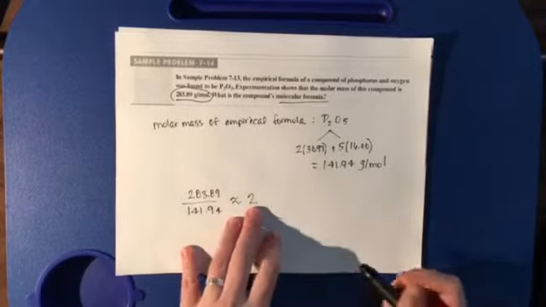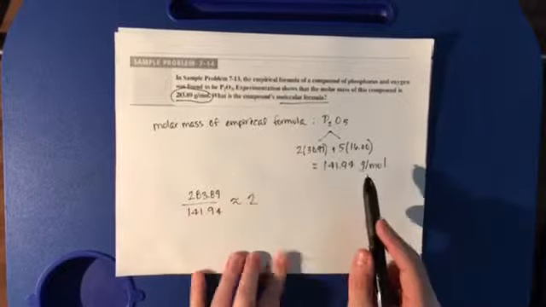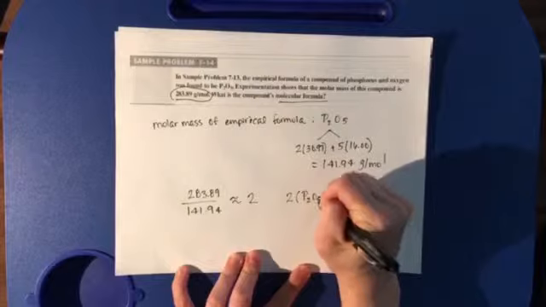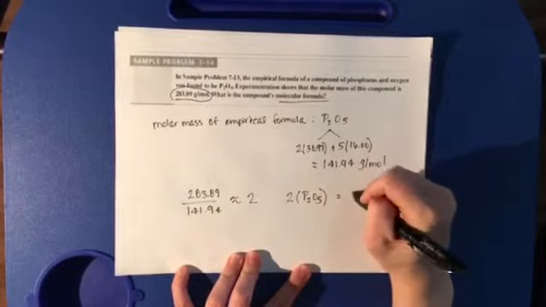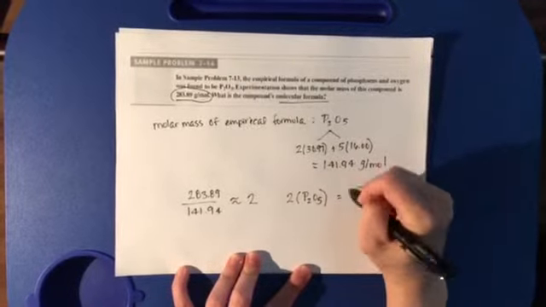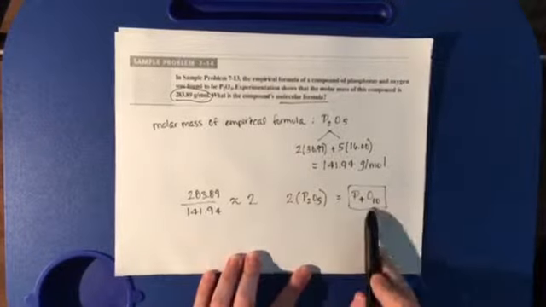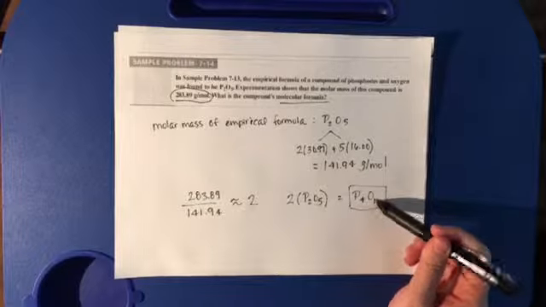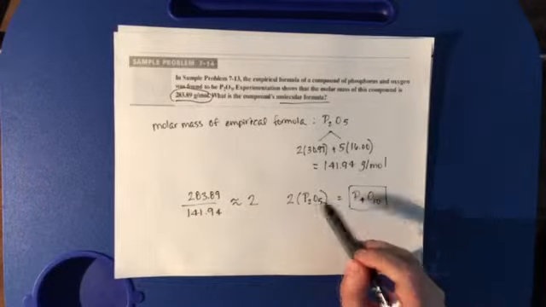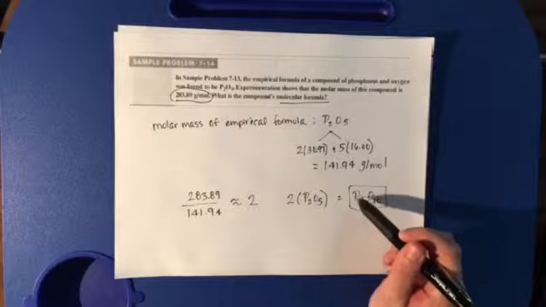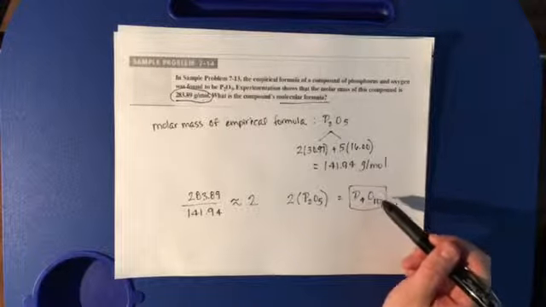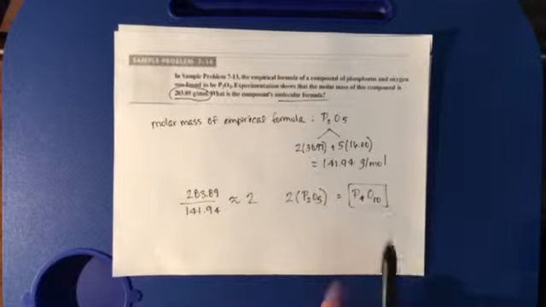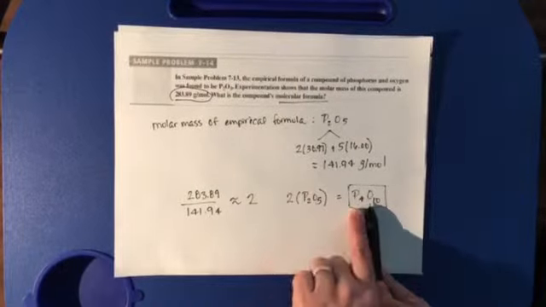And so what that tells me is that it's twice as heavy as its empirical formula. So we just take 2 times P2O5, and we end up with P4O10. That is our molecular formula. So that's what the compound actually exists as. Here is its simplest form, but it exists with 4 phosphoruses and 10 oxygens as one unit. And so that gives us more detail about what compound we actually have.